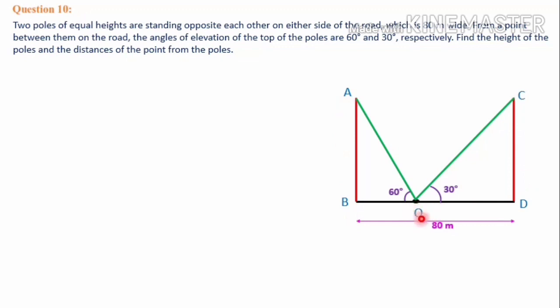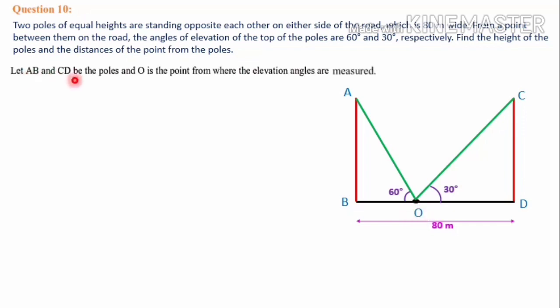AB and CD are the poles which are equal in length, and O is the person's position between or on the road. Here let AB and CD be the poles and O is the point from where the angles of elevation are measured. Means AB and CD we have mentioned before, they are representing the poles, and the point O is the position of the person from where he is looking at the top of the poles. Let's take the first triangle ABO.